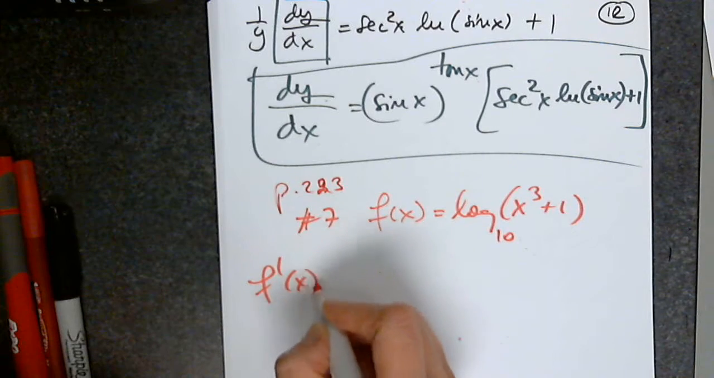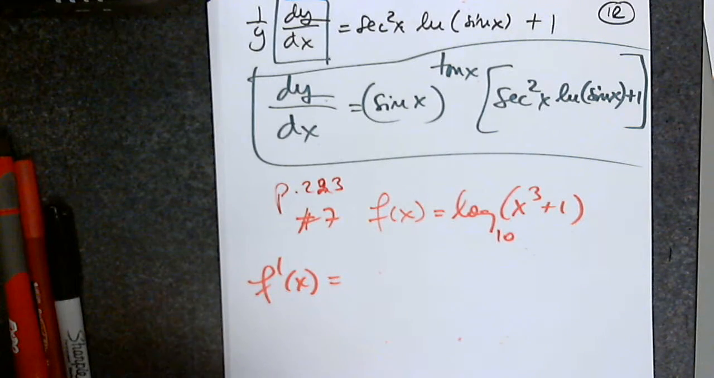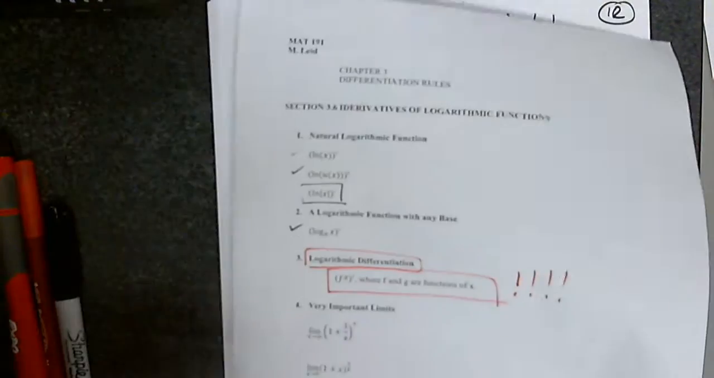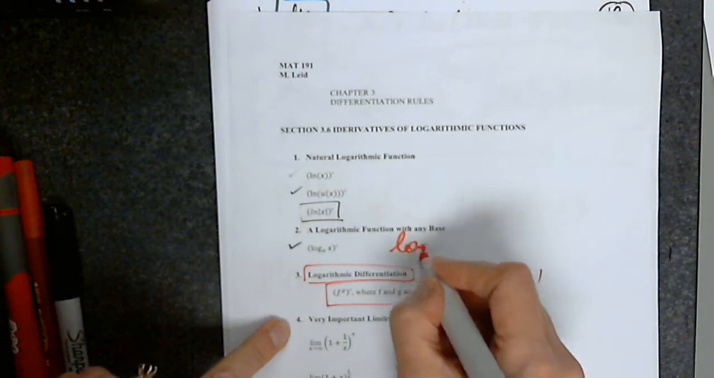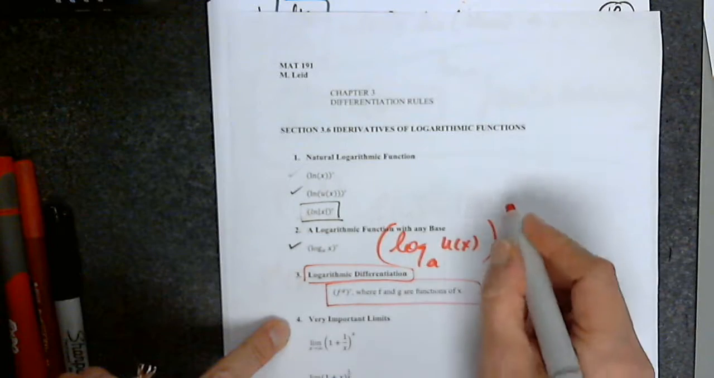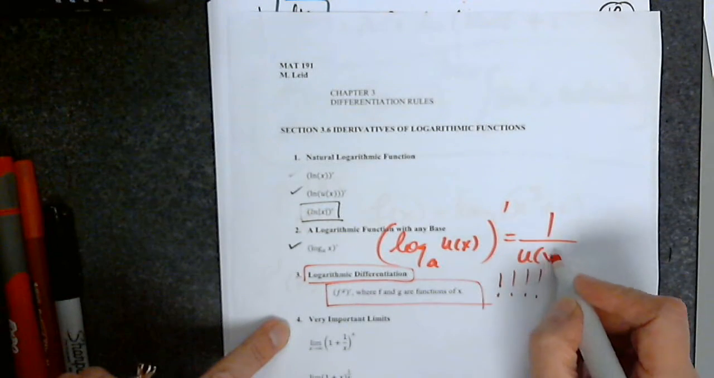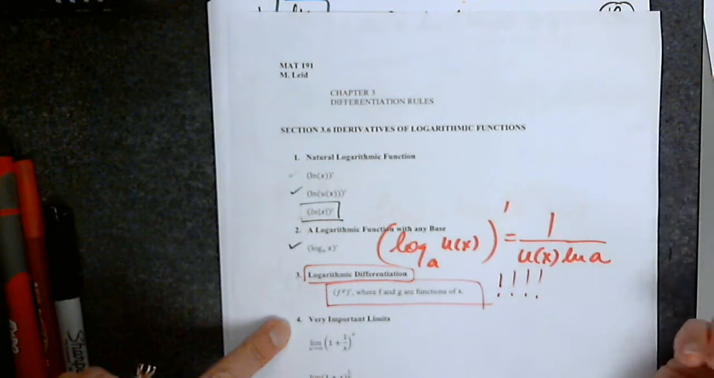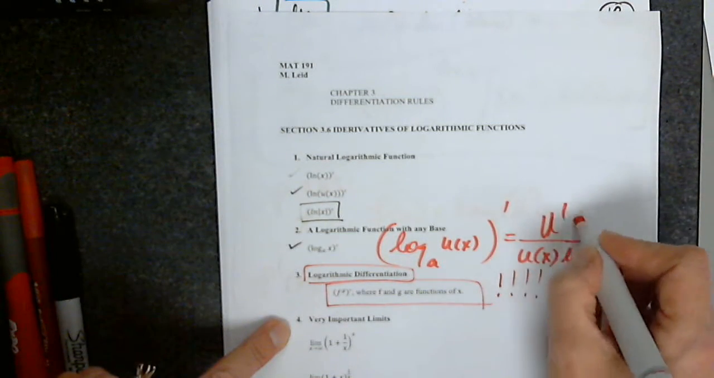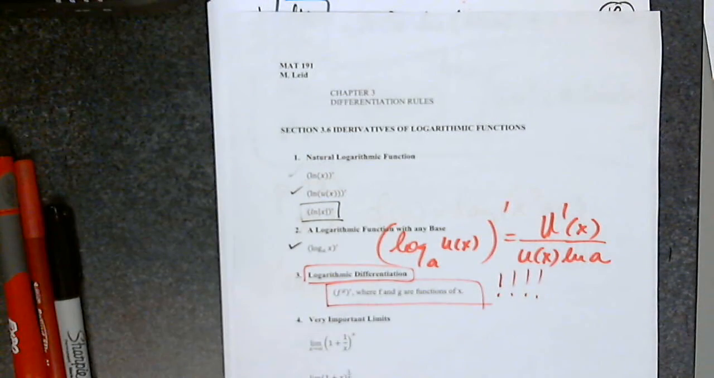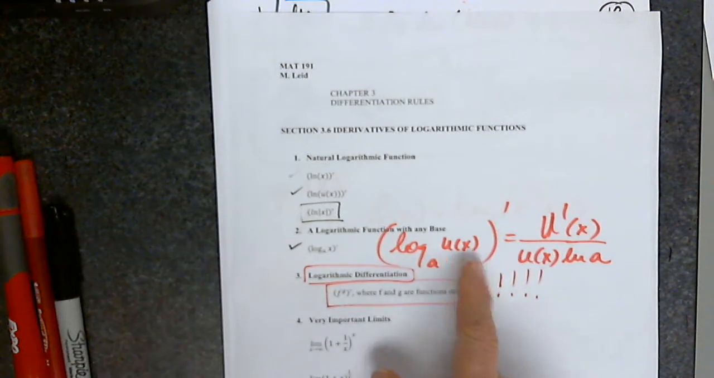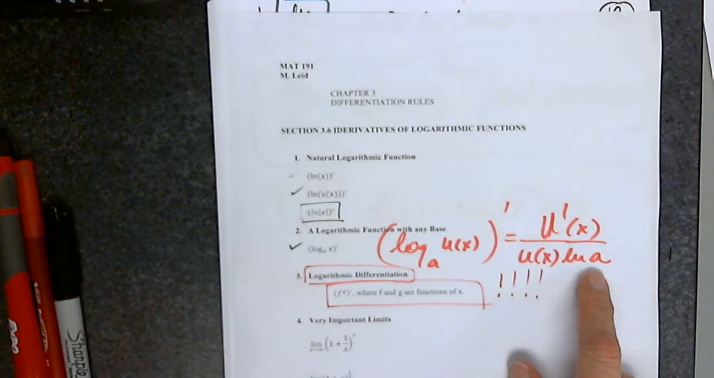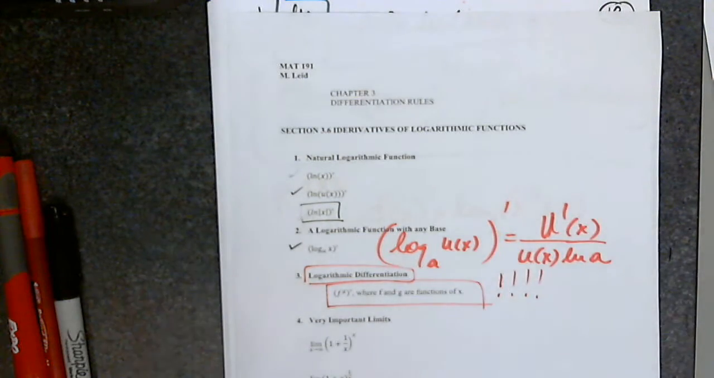So we are asked to find f prime of x, which is, maybe on the handout I should have added here, log base a of u of x, prime, and this will be 1 over u of x times natural log a, and at the top you should have u prime, either here or here. Okay. So 1 over u of x times natural log a times u prime, or you can put it at the top, same thing.